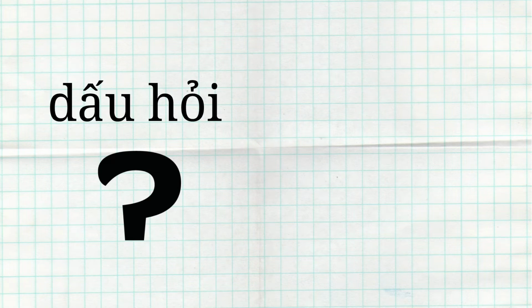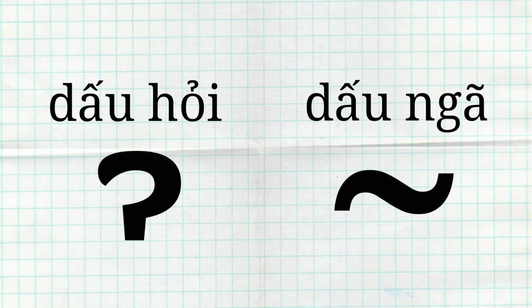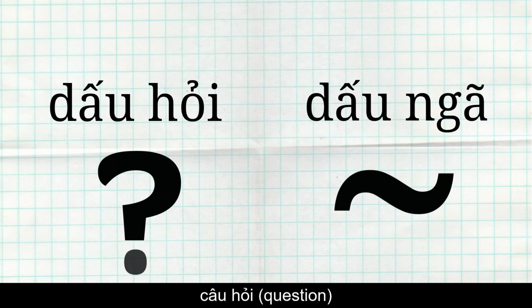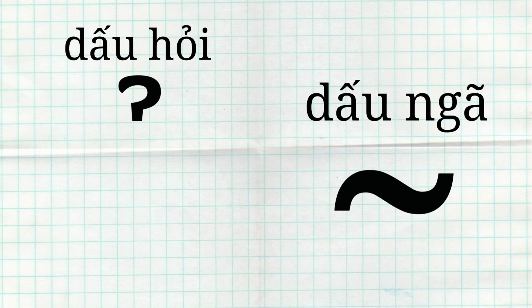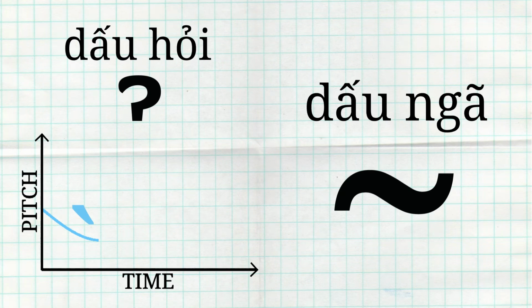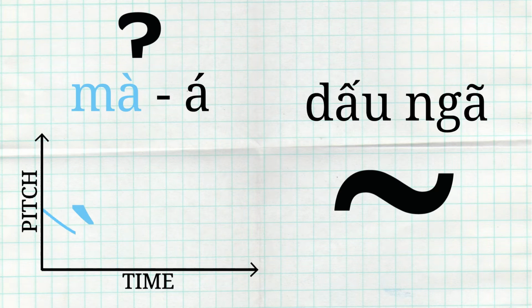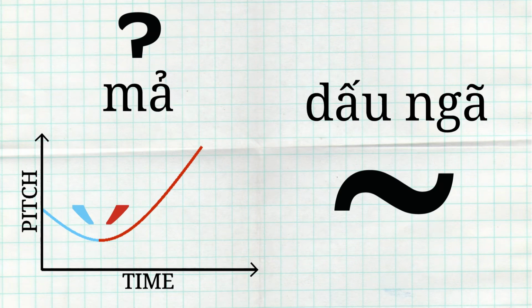These last two tones are dấu hỏi and dấu ngã. They sound quite similar to each other. Dấu hỏi sounds like a câu hỏi. It has a similar sound to the question mark intonation in English. It literally is a question mark but without the dot. Dấu hỏi can be thought of as dấu huyền followed by a dấu sắc. Here's an example. Mà á, mà á, mã.